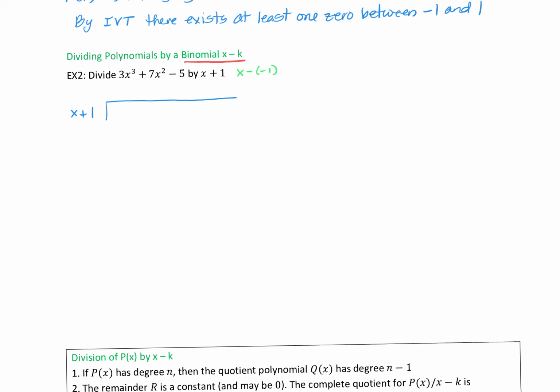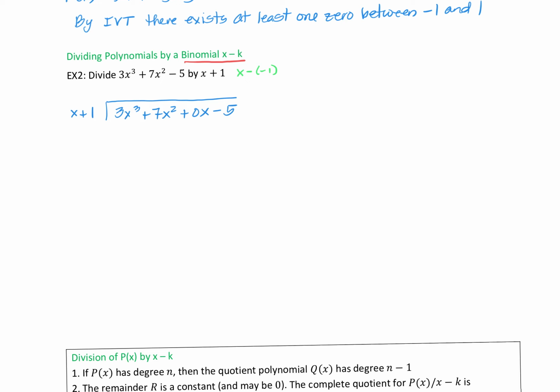However, notice that we're missing an x term. So we have to put in a 0 placeholder so that all of our terms line up. So 3x to the third plus 7x squared, missing my x, so I'm going to put in a plus 0x as a placeholder, minus 5.